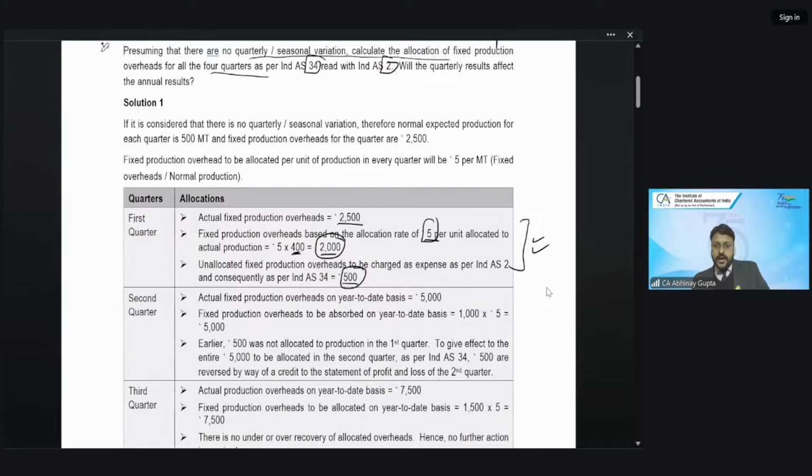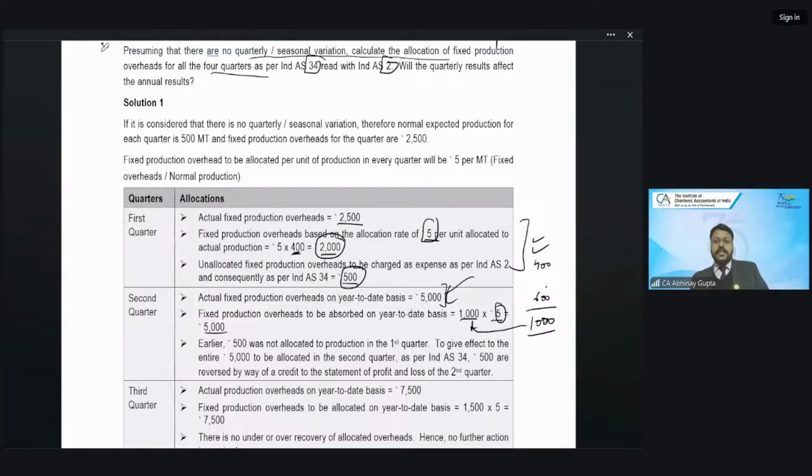Then what would be the amount for the second quarter? So until the second quarter, actual production overheads on a year to date basis would be 5,000, 2,500 for Q1, 2,500 for Q2. So the cumulative amount would be 5,000. Now, fixed production overheads to be absorbed on a year to date basis is 1,000 into 5, which is 5,000. Why? Because 400 units were produced in Q1 and 600 units in Q2. So total is 1,000, right? So 1,000 cumulative units and cumulative amount is 5,000. So 5 rupees is adjusted, and there is nothing left to be charged to the P&L.